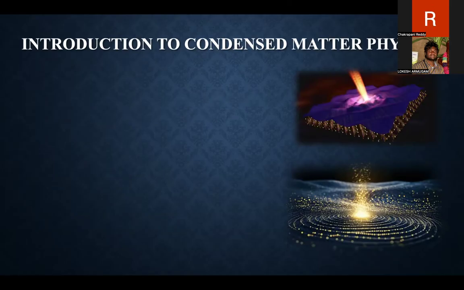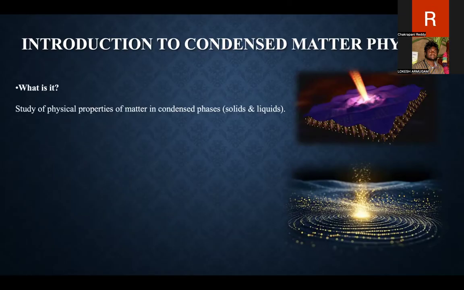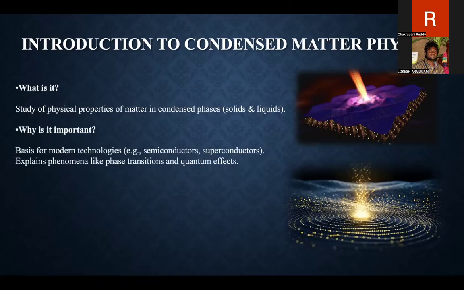So moving on to the introduction of condensed matter physics. What is condensed matter physics? In this introduction slide, we are discussing that condensed matter physics is the study of matter in condensed phases, for example, solids and liquids. It focuses on their physical properties, emphasizing their orderly arrangements or lack thereof, like whether it's a crystalline or amorphous structure. And why is it so important? It's a basis for modern technologies, for example, semiconductors, superconductors, and condensed matter physics explains phenomena like phase transitions and quantum effects.